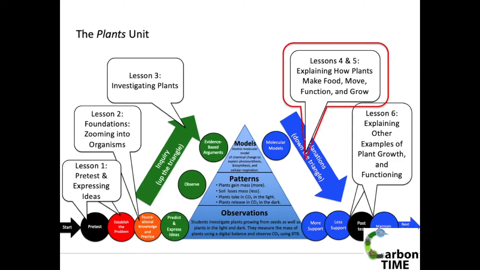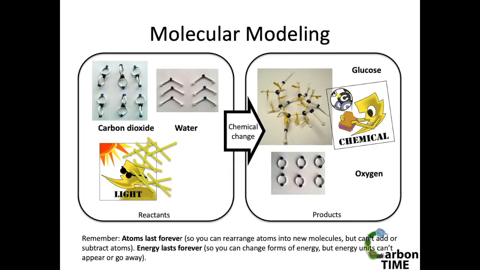Next, in lessons 4 and 5, students explore molecular models and use them to explain all three processes required to fully explain what happens when plants grow, move, and function: cellular respiration, photosynthesis, and biosynthesis. Students use molecular modeling kits to concretely visualize carbon-transforming processes like photosynthesis, starting with the carbon dioxide, water, and light they know the plant is taking in, and using the kits to solve their unanswered questions from the evidence-based arguments tool. They see that atoms last forever and energy lasts forever.